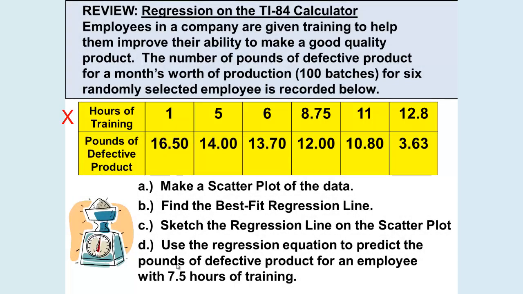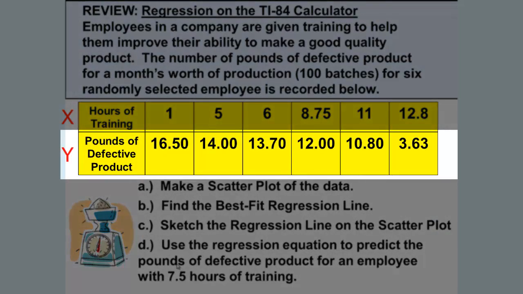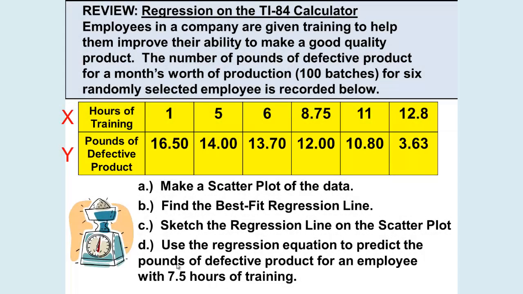And the pounds of defective product: 16.50, 14.00, 13.70, 12.00, 10.80, and 3.63. And we're going to make a scatter plot of the data, find the best fit regression line, sketch the regression line on the scatter plot, and use the regression equation to predict the pounds of defective product for an employee with 7.5 hours of training.